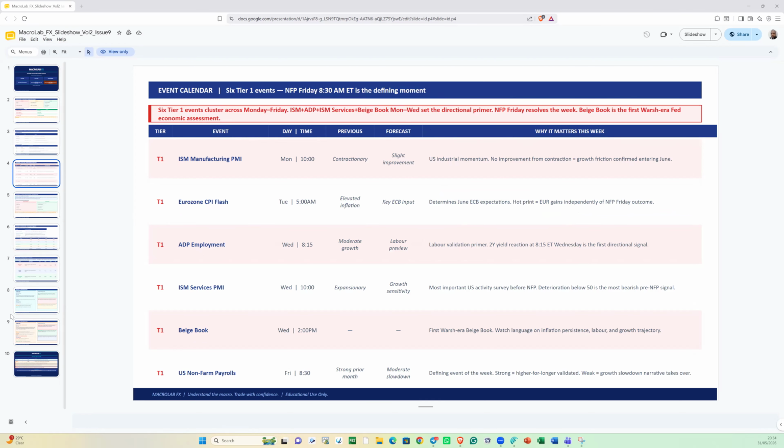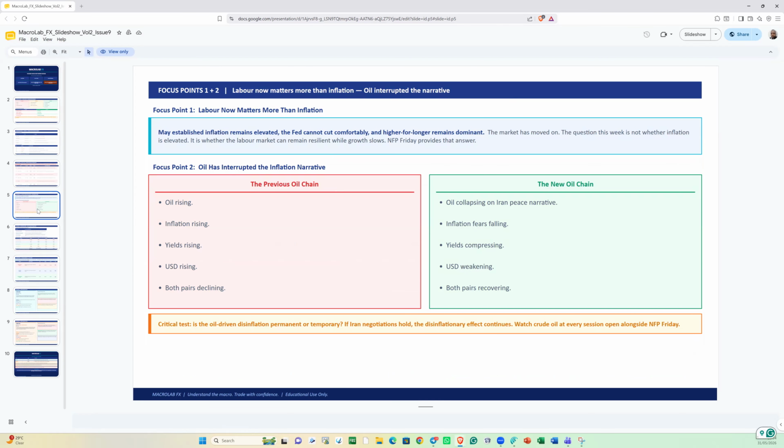All right, so let's dive into our focus point 1 and focus point 2. Here, we just want to see what the market is doing from focus point 1 to focus point 2 and how this could help you to read through the market. The labor market is what we're going to focus on this week. I want to see the oil narrative as well. The labor market now matters more than inflation this week. Of course, the market wants to see what the labor market is going to do.